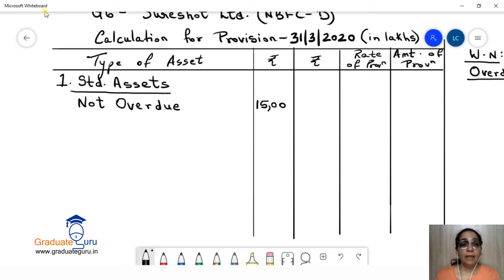Okay. Then there is another category where they have said that it is overdue for 2 months. So let's see what it will be, that will obviously be standard. 2 months have not yet been completed. So only when it crosses the 3 months mark, that time it will become NPA and become substandard. Till then it will still remain in this standard category.